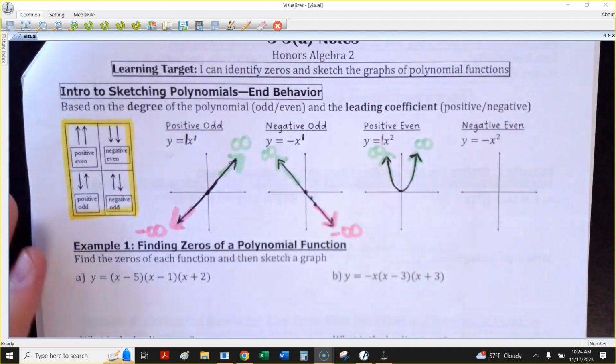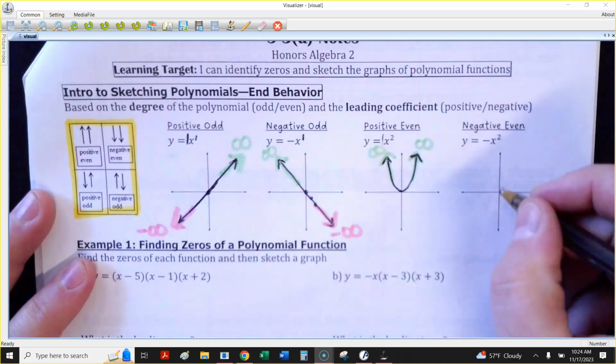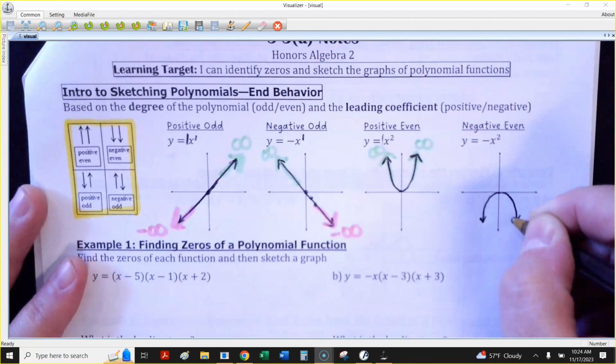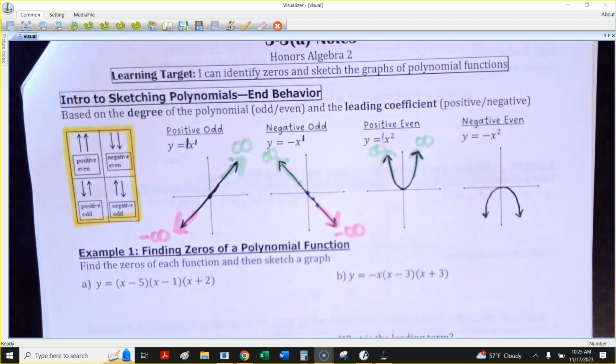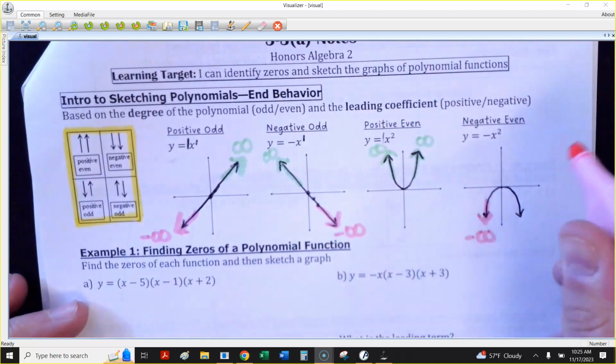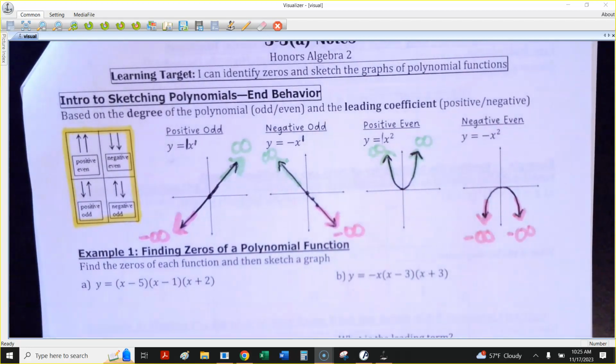So negative x squared, this would be negative, and even for my even exponent there, that would be a parabola, starting at 0, 0. And again, I'm not plotting specific points, I'm just trying to give you a sketch to show you the end behavior. The ends of an even function both go the same way. If it's negative, both ends of this are going to point down to negative infinity. Those are the only 4 possible things that can happen. Is anybody having a question?